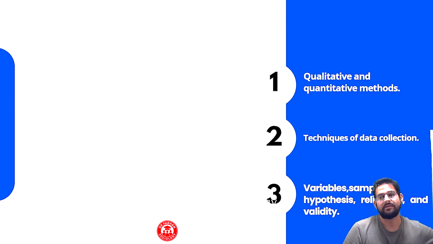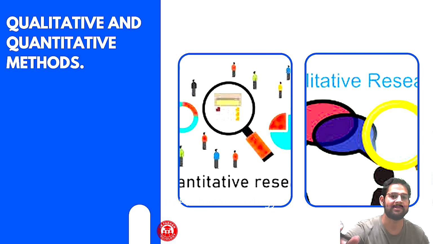The first is that any kind of research will be categorized into two types, quantitative and qualitative. Although new methods are coming, which are called mixed methods, where both of them are blended together. We'll talk about that later, not now. Then we have techniques of data collection and then some important concepts.